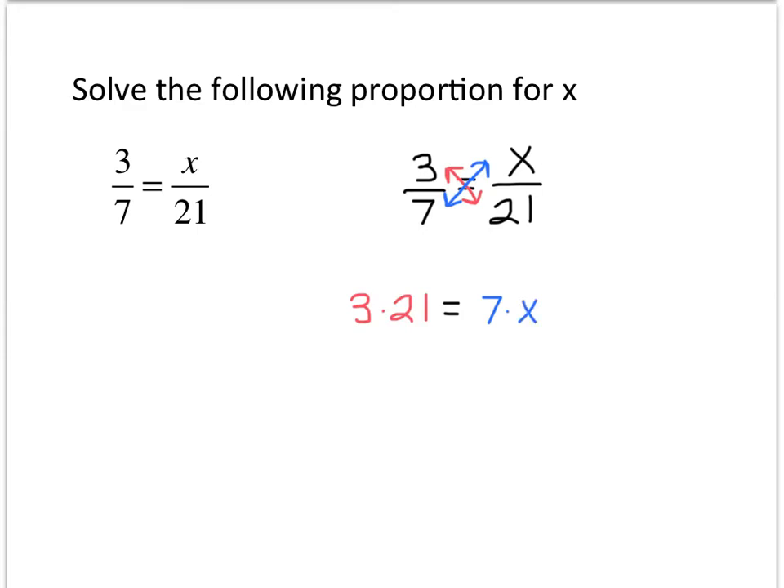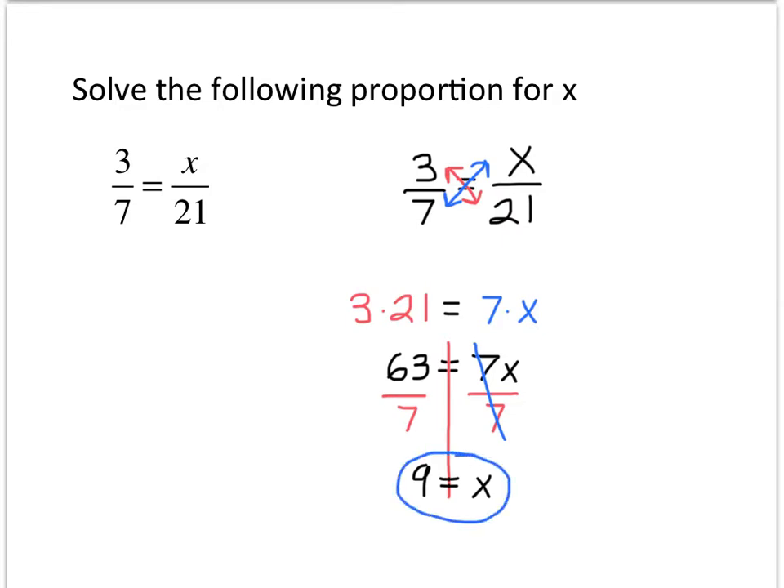Now what I notice is if I simplify, this gives me 63 equals 7x. And now if I do the inverse, in other words, if I solve this equation, the inverse of multiplication by 7 is division. So if I divide both sides by 7, 63 divided by 7 is 9, and that's equal to just x, because 7 divided by 7 is 1. So here's my answer. X equals 9.